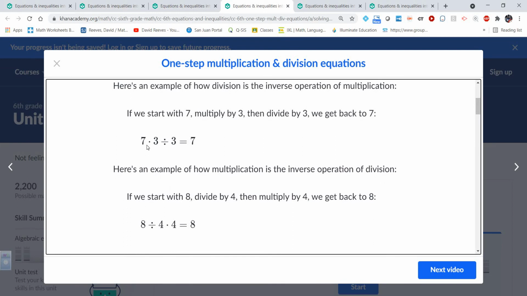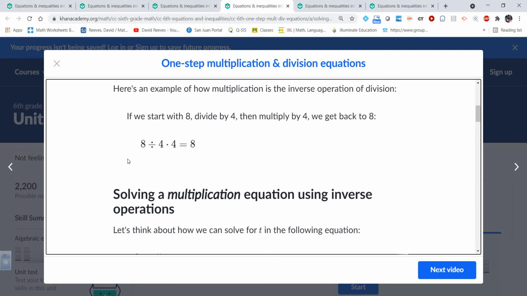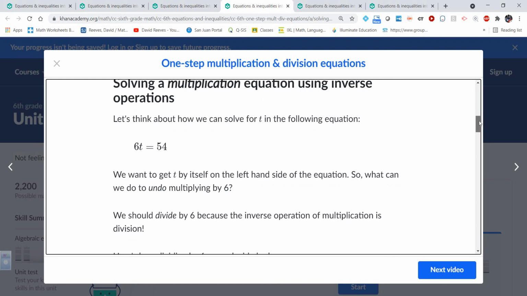Okay, so take a look here. 7 times 3 divided by 3. Well, 7 times 3 would be 21, and 21 divided by 3 would be back at 7. So multiplying by 3 and dividing by 3 are inverse operations. 8 divided by 4 would be 2, but 2 times 4 gets me right back up to 8. So dividing by 4 and multiplying by 4 are inverse operations. Just like adding undid subtracting and subtracting undid adding, multiplying is going to undo dividing and dividing is going to undo multiplying.